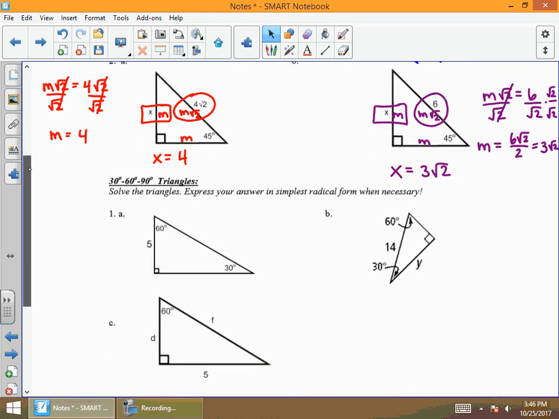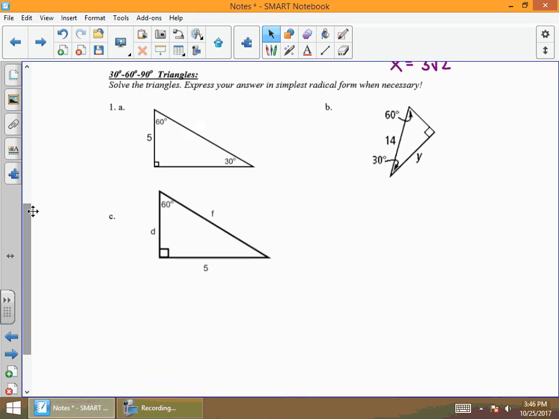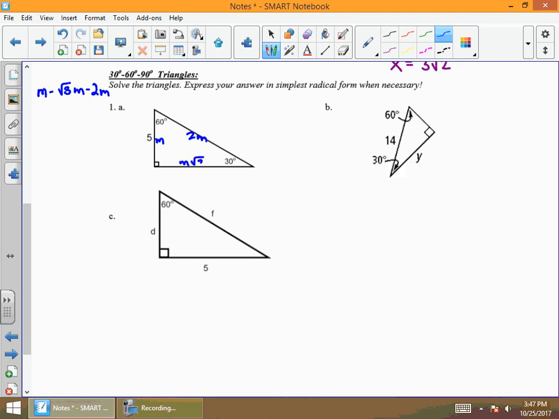Okay, well, when I go to a 30, 60, 90, I'm still going to do the same kind of thing. I'm still going to talk about this m, except now it's m, radical 3 m, and 2m. That's what I'm going to label. So I find my 30-degree angle first. Across from 30, over here, is m. Across from 90 is 2m. And across from 60 is m radical 3.